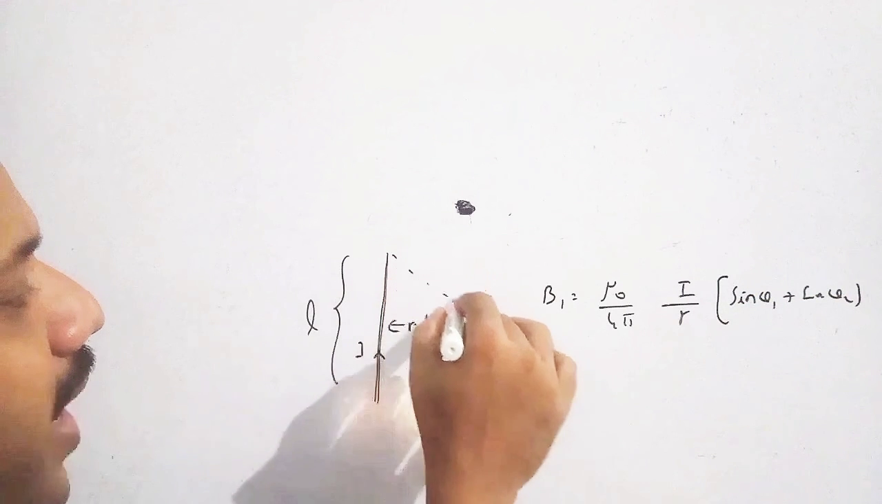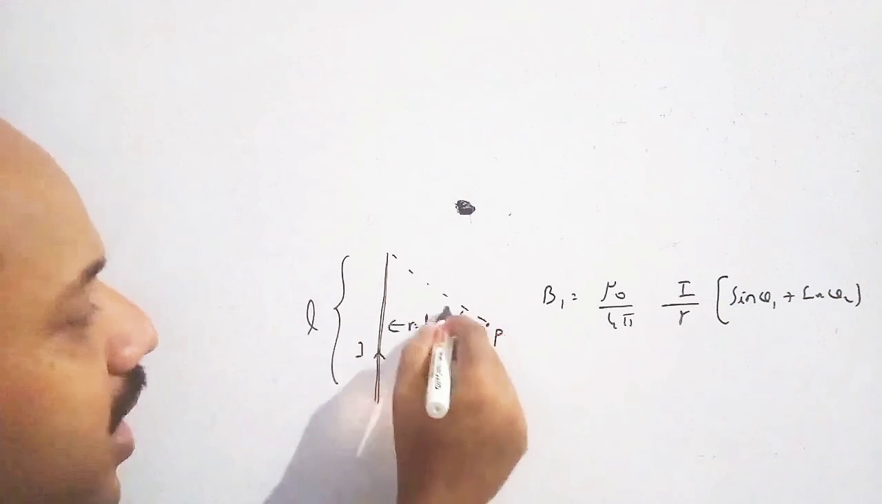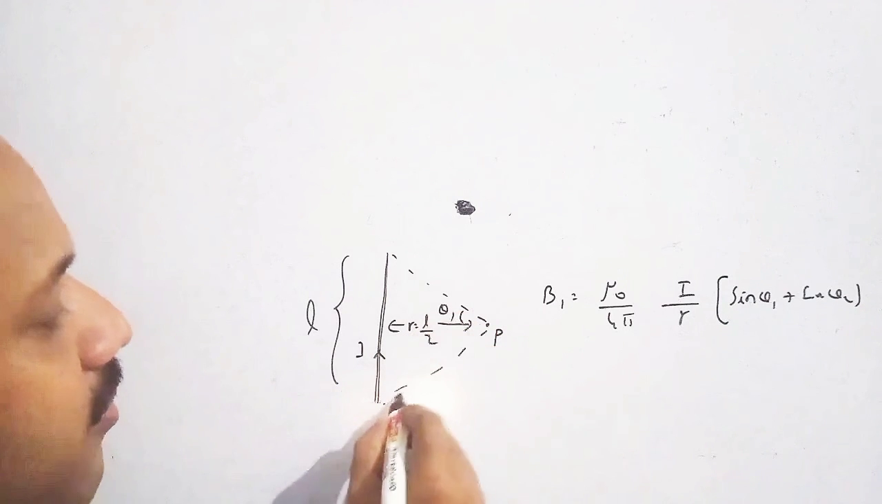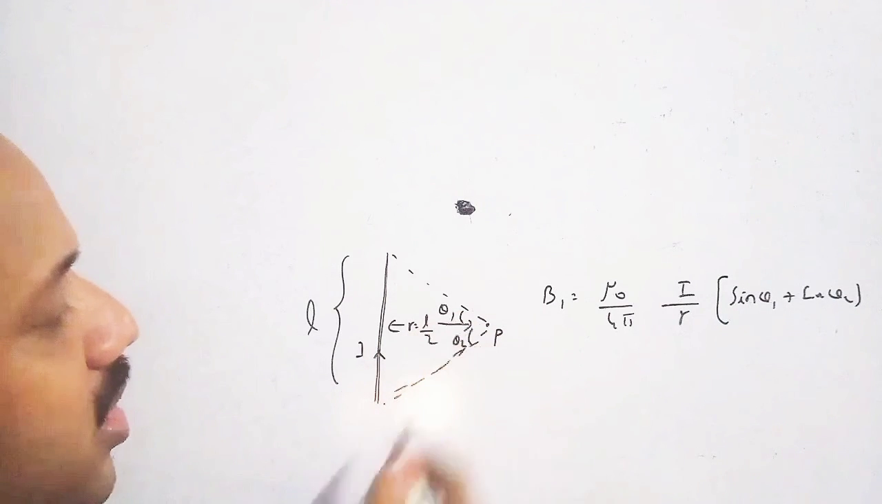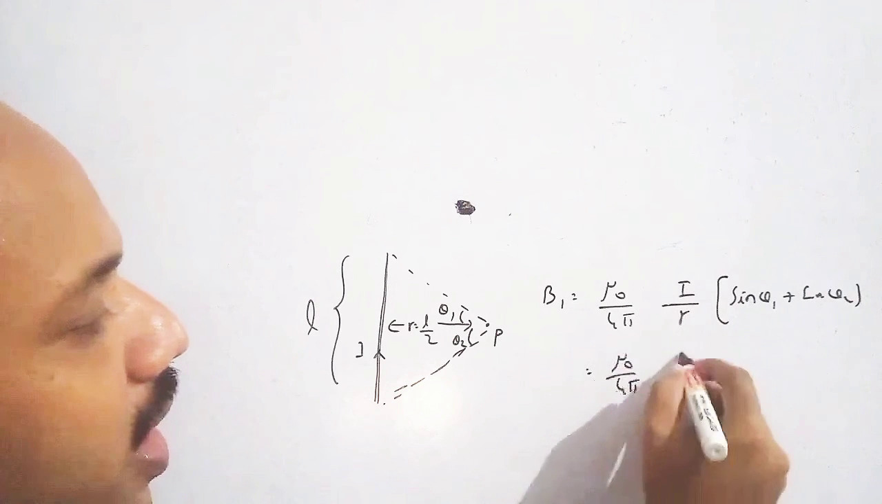Draw a dotted line from the free end to this point. This is the point where we are going to find the magnetic field. Now this angle is theta 1, and from the other end, this angle is theta 2. Now in this equation, substitute the values, mu 0 by 4 pi I.